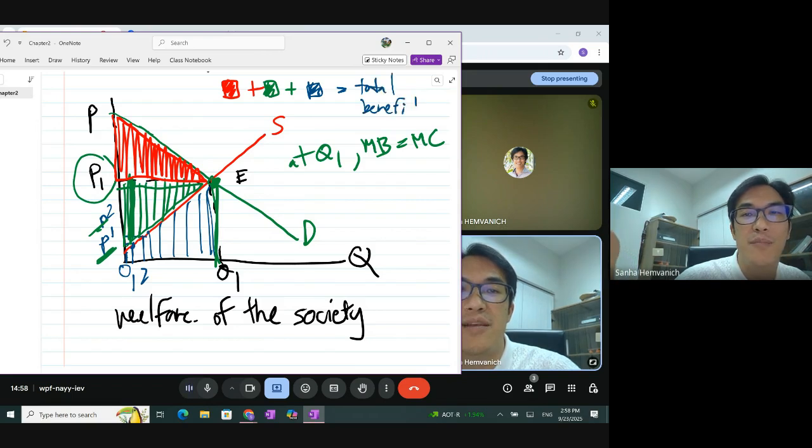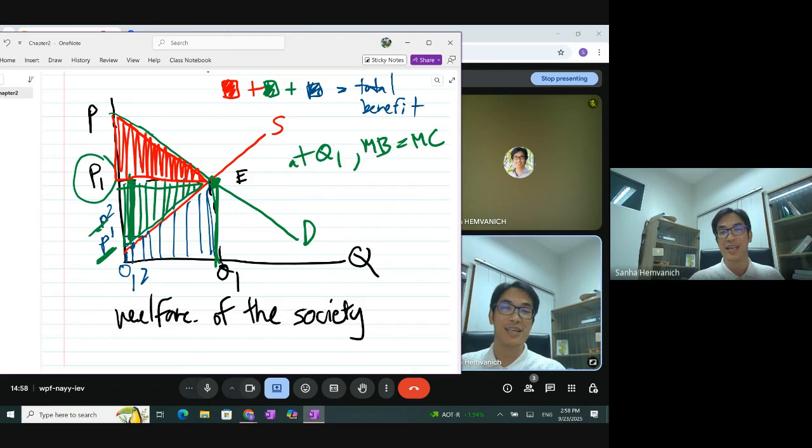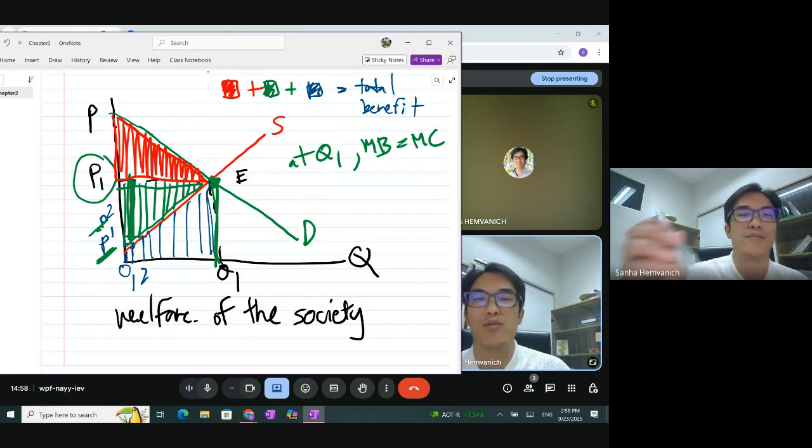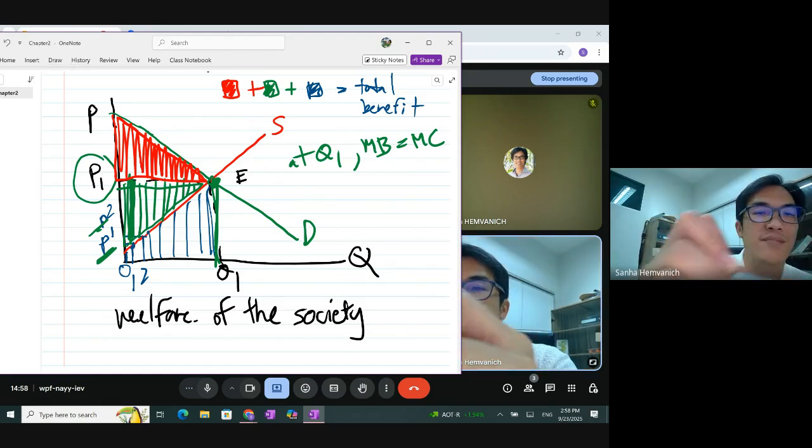Because we said that the benefit to the society is measured by how much people are willing to pay. And up until Q1, the amount that people are willing to pay is represented by the area of red, green, and blue together. That is the total benefit to the society. What about the total cost? The total cost is just the blue area.